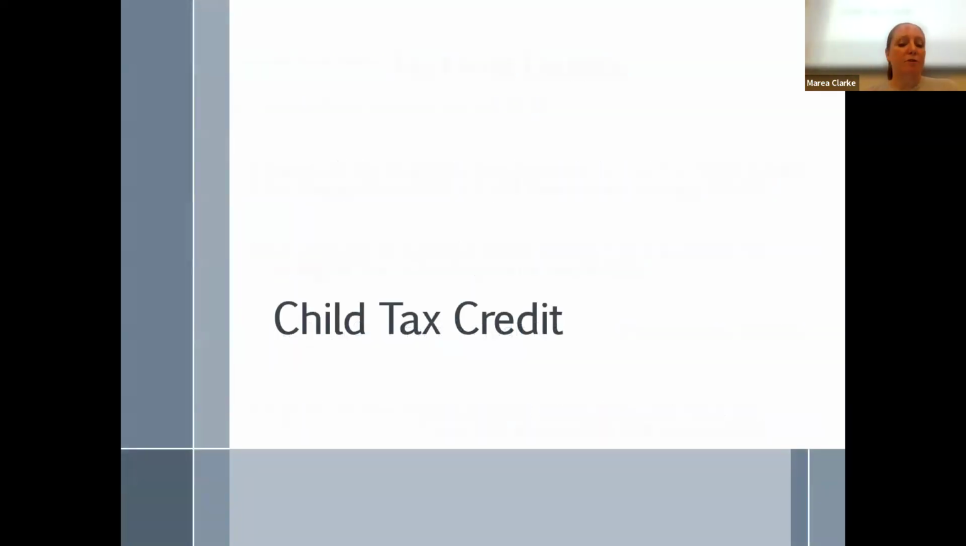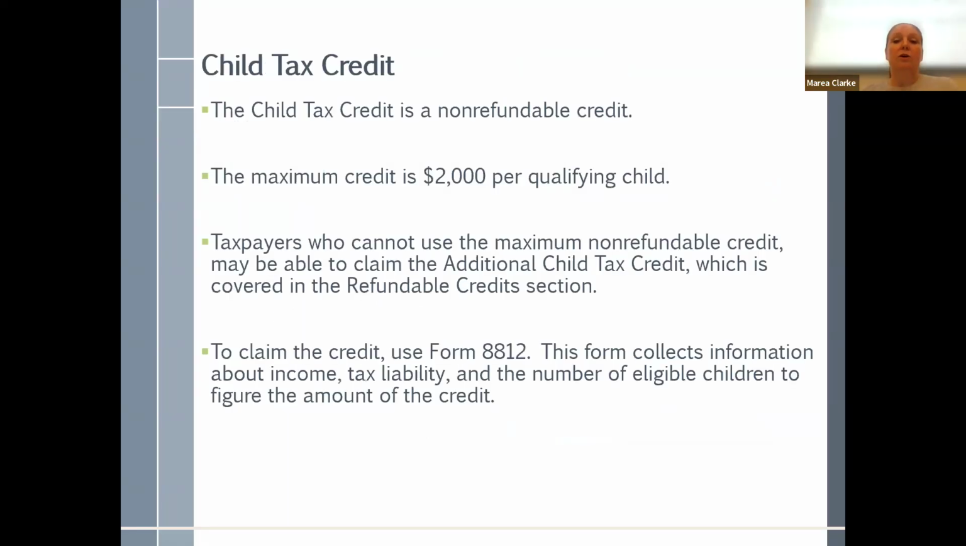All right, of the non-refundable tax credits, the biggest one is the child tax credit. It is non-refundable, with a maximum of $2,000 per child. If you can't use the maximum amount as non-refundable, there is a portion of it that is refundable, and they call that the additional child tax credit. Form 8812 is used to claim this credit. It collects a little bit of additional information about the eligible children to determine the credit: their age, whether they have any income, whether they're in school, that kind of thing.